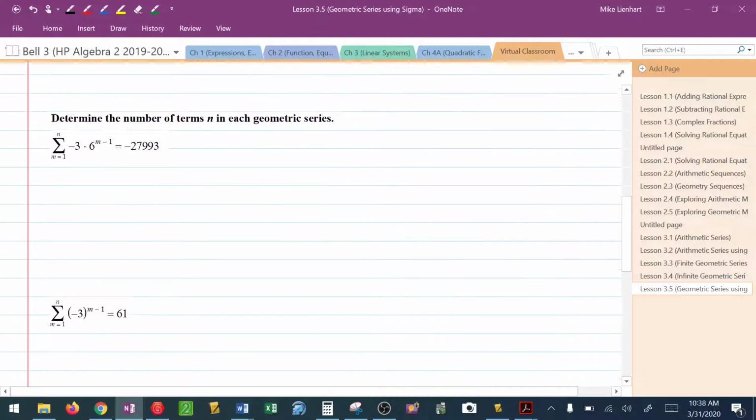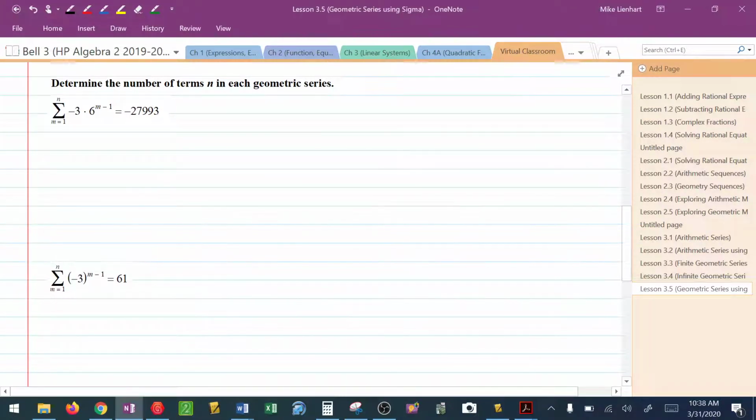Now, what if they give me this geometric series with sigma in there, but they're asking me to find the number of terms that there are? First of all, I know it's going to be finite. Why do you think? The reason is that the r value is greater than 1. If this was infinite, it wouldn't have a sum if the r value is greater than or equal to 1.